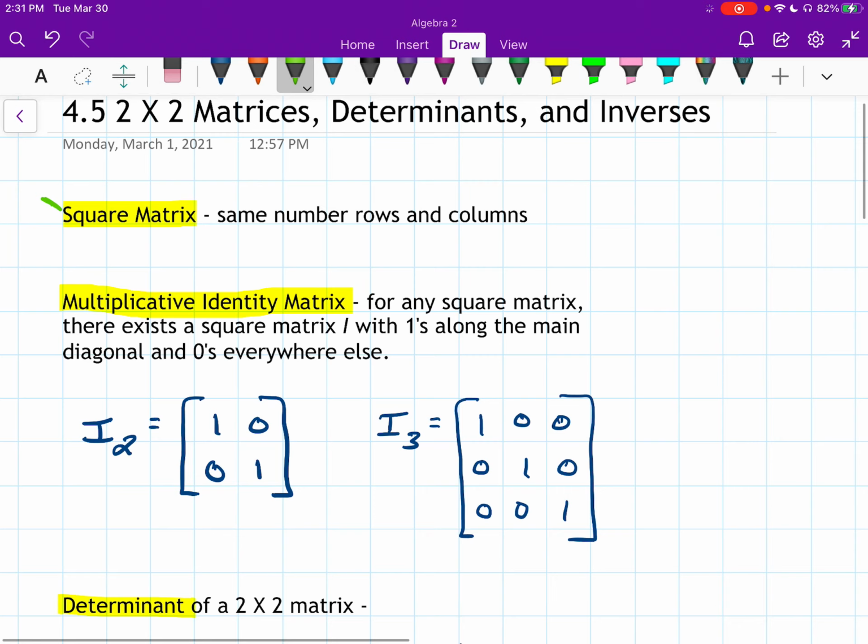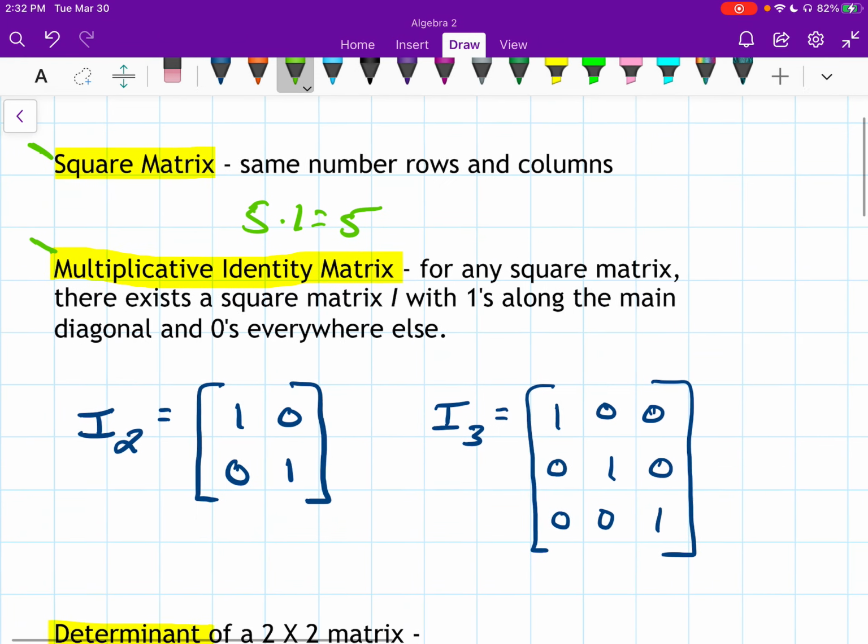The multiplicative identity matrix, or the multiplying identity matrix, is like the identity when you multiply. For regular multiplication, that's the number 1, right? You multiply 1 by anything and you get the anything, right? 5 times 1 gives you 5, right? The identity matrix for multiplying is going to be the matrix that acts like the number 1 for multiplying.